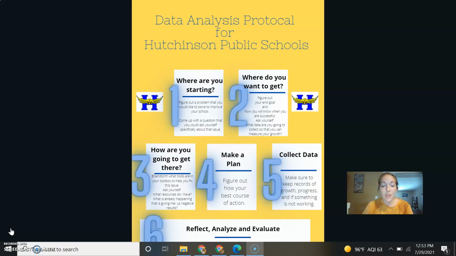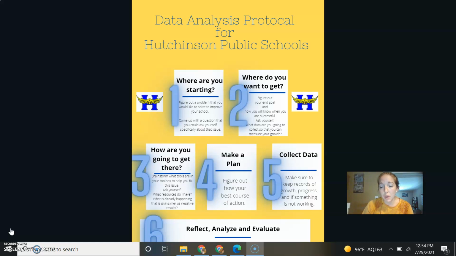So your goal. Step 3, how are you going to get there? So what resources do you have? What strategies do you have that you could possibly use to help you in this area? And also, in some regards, what are you already doing in this area that obviously is not working? So really brainstorming about what are some good possible ways to solve this problem.